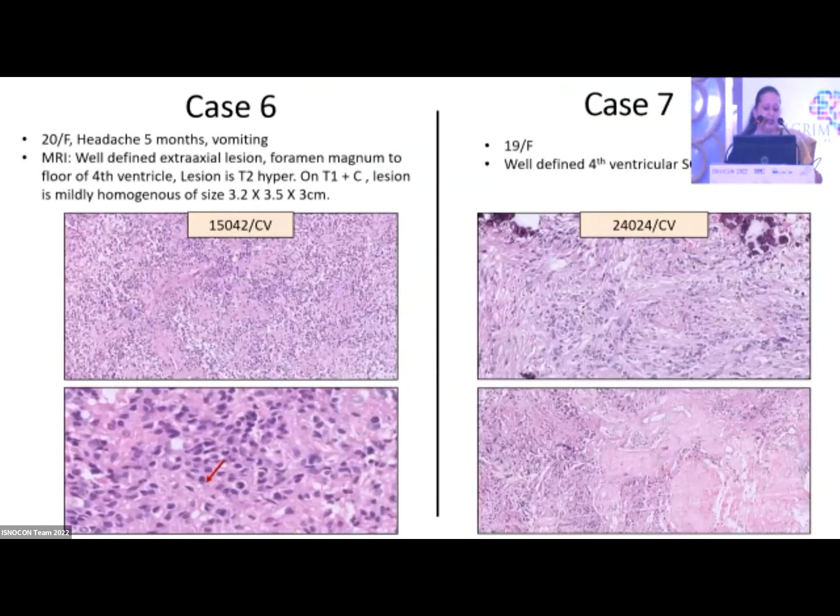On the third series of cases, in the posterior fossa. So this is a 20-year-old female and a 19-year-old female, both showing well-defined masses in the fourth ventricle, and very similar morphology of monomorphic round blue cells arranged in a perivascular pseudo-rosette pattern. First case showing a little bit of mitosis. In the second, there was no significant mitosis, but some amount of hyalinization.